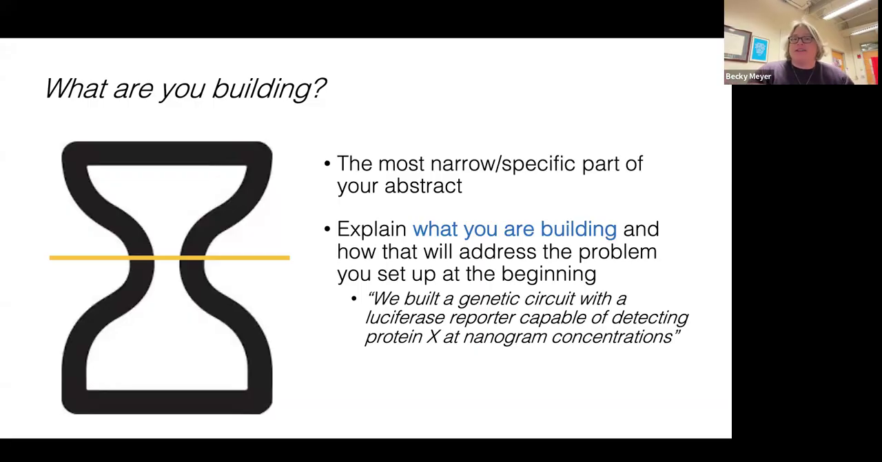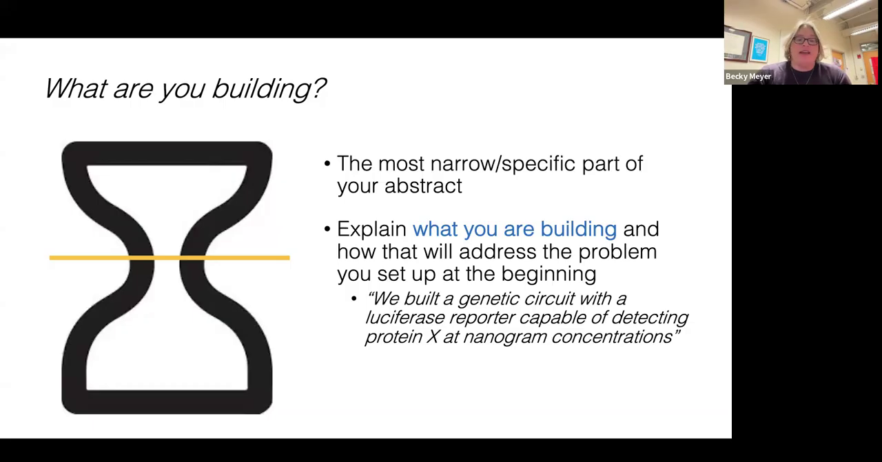So my way of condensing that into how my project addresses this knowledge gap is to set up all that background information I've just told you. And then for my knowledge gap, say, to address this, we built a genetic circuit with a luciferase reporter capable of detecting protein X at nanogram concentrations. Because of all the background information I've given you, you understand why that's important, but I've distilled the entire project into one sentence that really gets to the heart of what you've built and why it's going to be helpful for the project and for the problem you've set up.